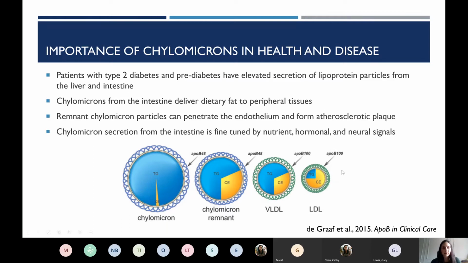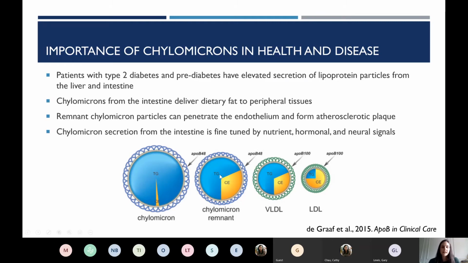So you've probably heard of LDL cholesterol, which is considered the bad cholesterol, and this is a remnant particle from the liver lipoprotein particle, which is VLDL, or very low density lipoprotein. As TG gets removed in peripheral tissues, you end up with this remnant particle. And the same thing happens with chylomicrons that are released from the intestine. Chylomicrons from the intestine deliver dietary fat to peripheral tissues, and as those tissues pull out TG, you're left with this chylomicron remnant.